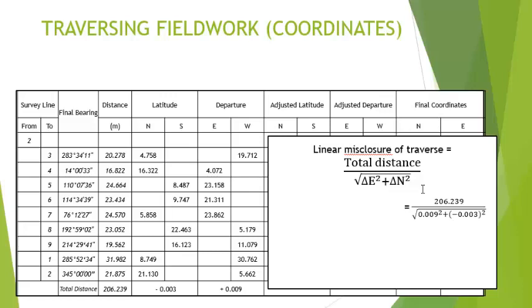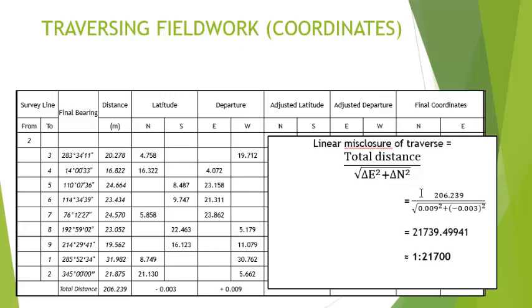Lastly, round up the figures to a simpler number and make it a simple sentence to conclude the accuracy of the traverse, like so. Right, this is the approximate 1:21,700, no units of course. Therefore, this is the conclusion: the traverse work is acceptable with first class traverse. Okay.